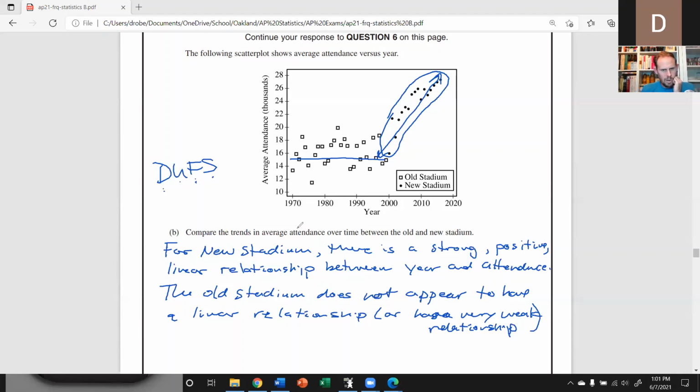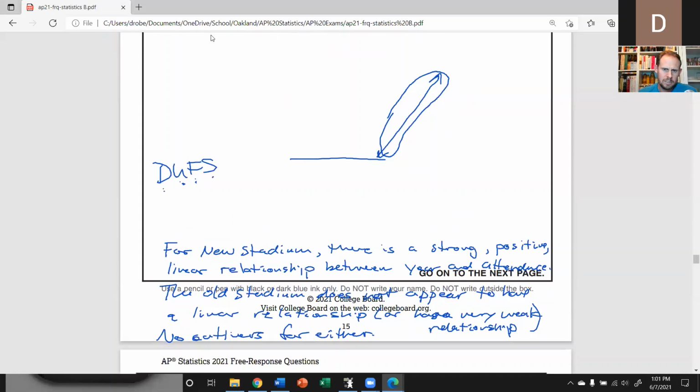All right. So I think I've got it there because we've got the DUFS. We don't need to say anything unusual. I mean, there's no outliers for either. If you want to put that, I think that's probably a good idea, saying that there's no outliers, so we get the unusual covered. But otherwise, you've got the trend here is that it's a strong positive linear for the new stadium, and the old stadium doesn't seem to have a linear trend. There doesn't seem to be any sort of slope happening there. All right, so there's B.